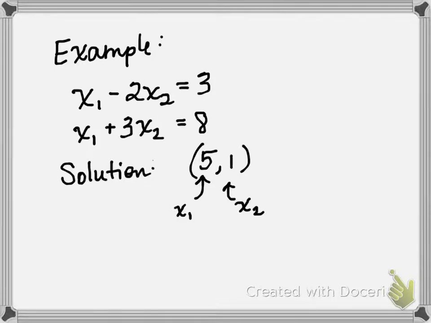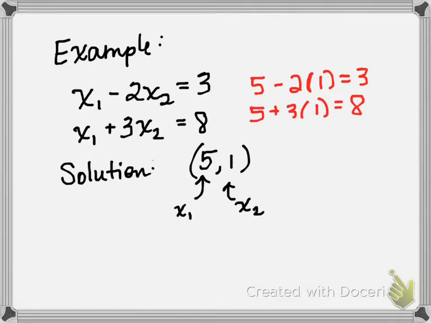And we could go ahead and test this. This means that 5 minus 2 times 1 equals 3. Oh, that's a solution to the first linear equation. And 5 plus 3 times 1 does equal 8. That's a solution to the second equation. Since it's a solution to both at the same time, it is a solution to the system.